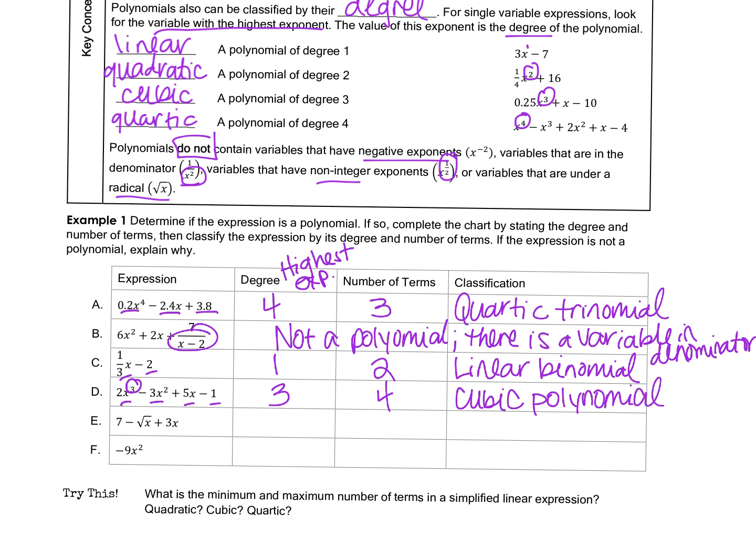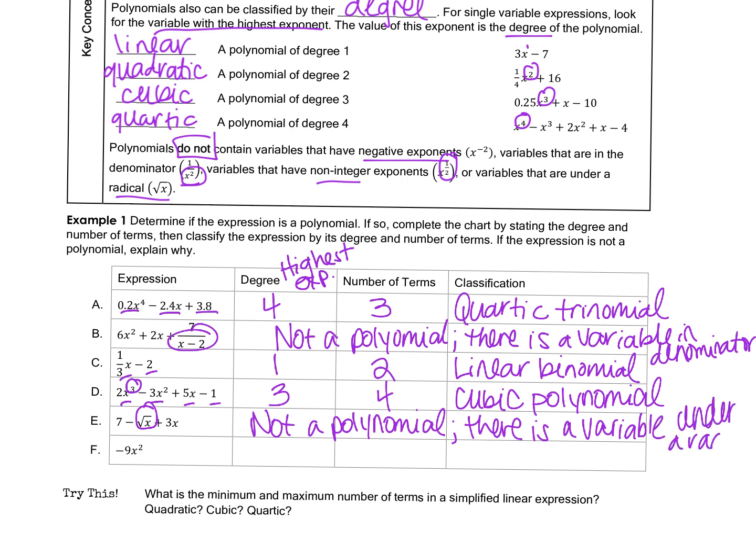All right, part E, notice there is a square root, which means it's not a polynomial. The reason is because there's a variable under a radical, which is a square root, cube root, it could be anything, but this one's a square root.